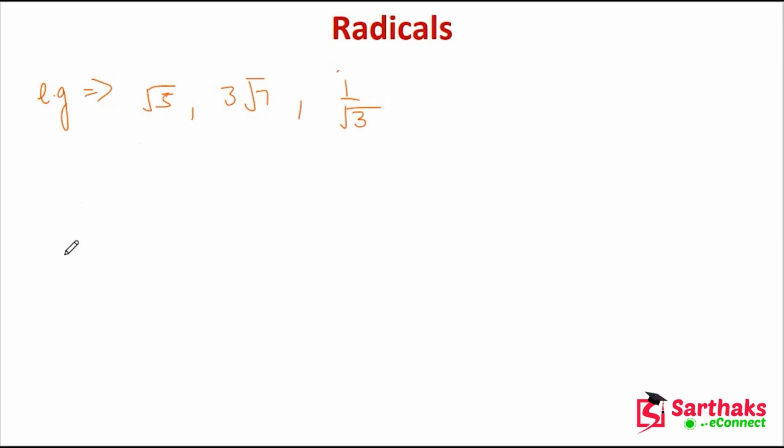The order of a surd is indicated by its index. The order of a radical is the denominator of its fractional exponent. If we have a number a under root n, then this number n decides the order of the surd. So it is a surd of nth order.